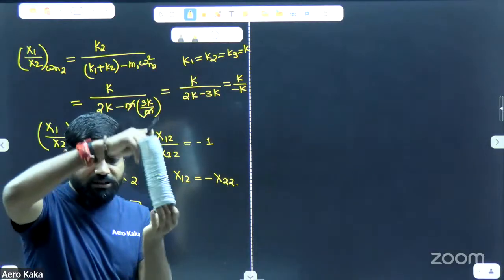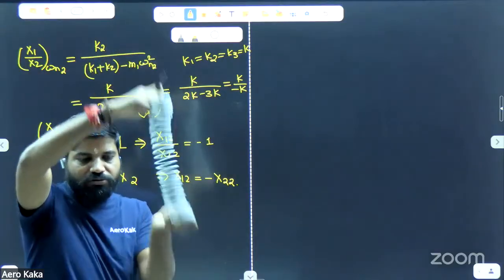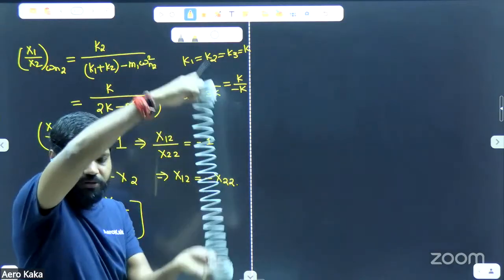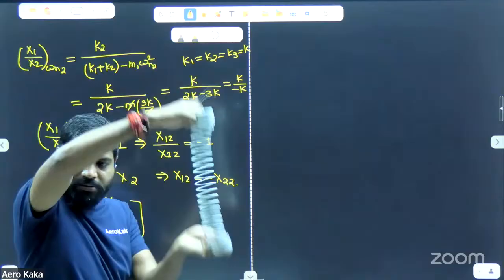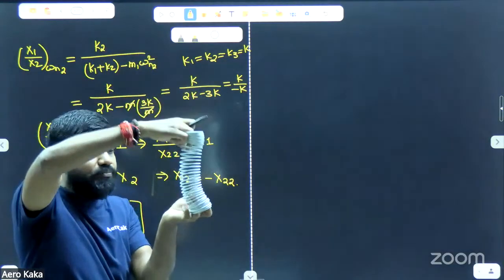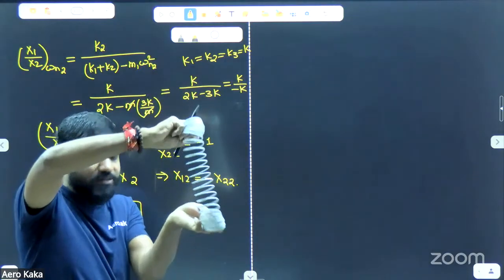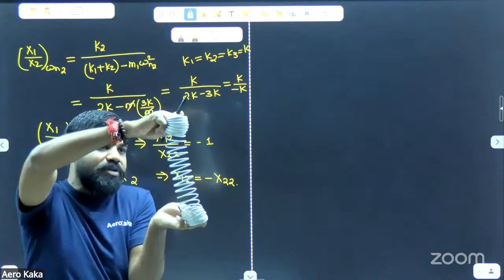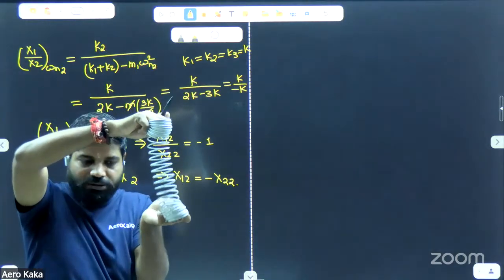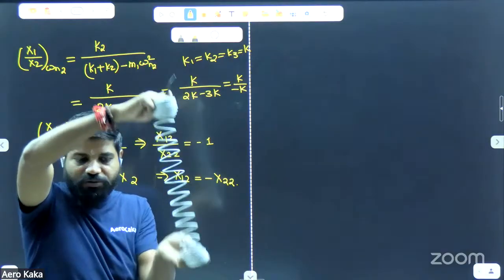So if one mass is moving in the upward direction, the second mass is moving in the downward direction. So the motion is going to be like this in this particular mode. Is that clear? First say yes sir or no sir. Yes, sir. Let's say this is the first mass, this is the second mass, and this is the spring, which is connecting or coupling the two masses here. So it will reflect something like this. I hope you can relate it.